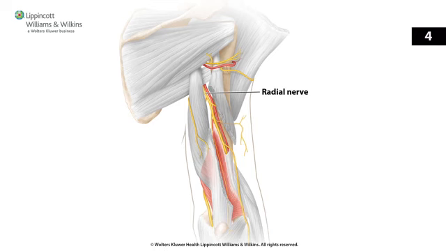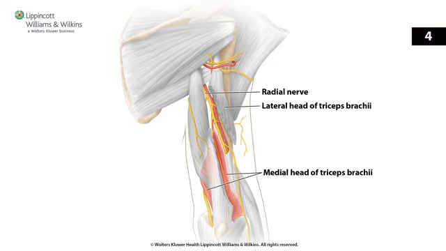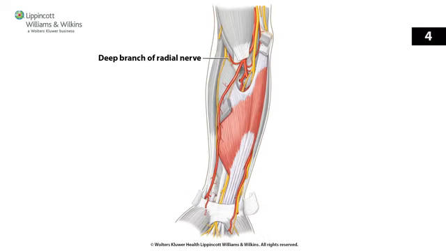So the radial nerve is an important nerve in the upper extremities, obviously. The radial nerve innervates the medial and lateral heads of the triceps brachii muscle. Now, new evidence shows that the long head of the triceps is actually innervated by the axillary nerve. But the triceps in general are the major extensors of the forearm. Now, there is a deep branch of the radial nerve, and it innervates the supinator and brachioradialis. These act to supinate the forearm.